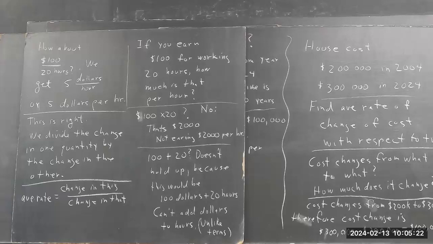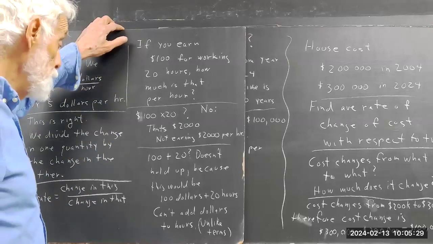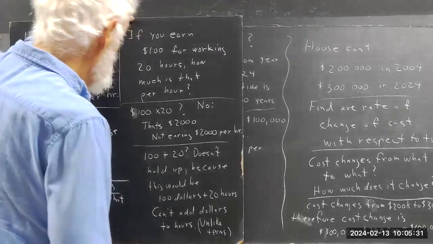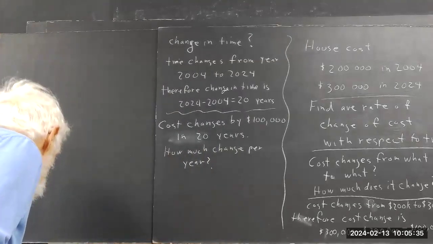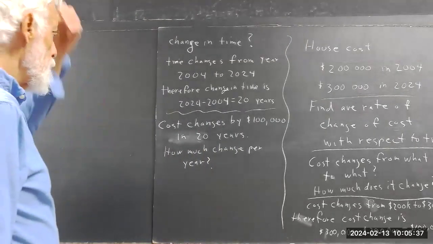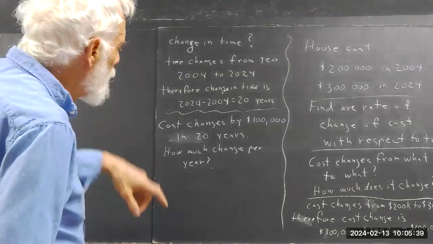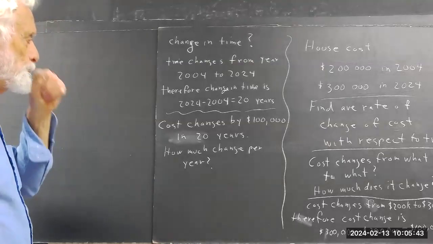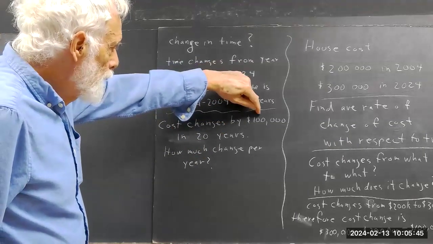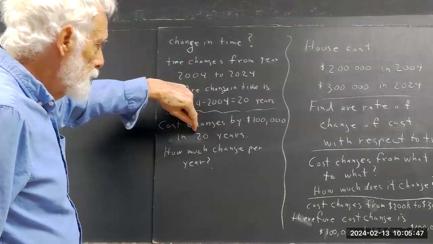Okay. Now, that's an informal definition. We're given the formal definition. You might want to review it. I'll write it down again, but I'm not over there, so I don't want to bring it on like I usually do. So how much change is this then per year, if the change is $100,000 in 20 years?